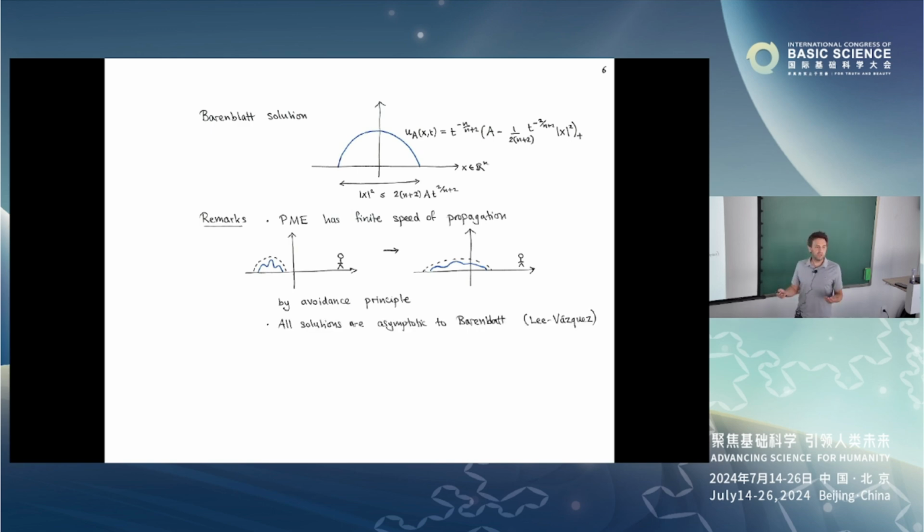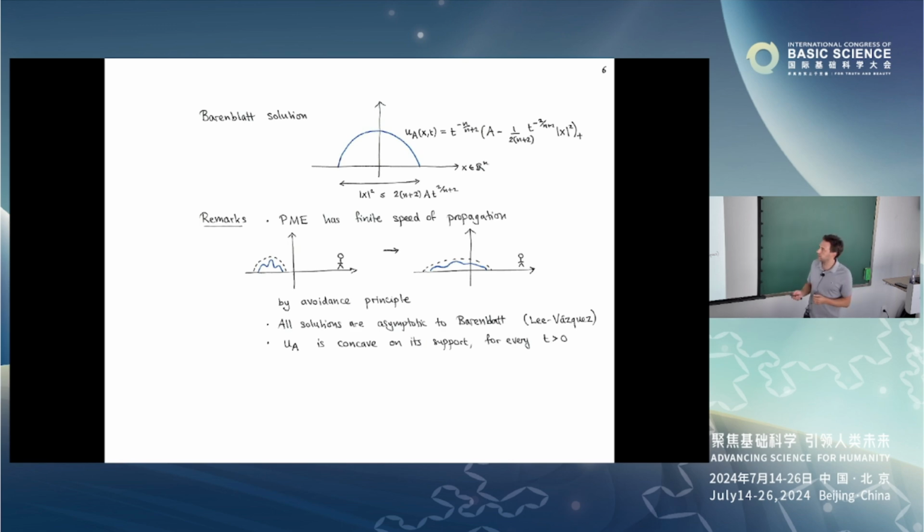It turns out that all solutions to the porous medium equation, at least if they're compactly supported, are eventually asymptotic to a Barenblatt solution. The sharpest result there is proved by Lee and Vazquez. It doesn't matter even if your support is disconnected, looks a little bit crazy. Eventually, all this gas is going to come together, the support is going to approach a ball, and the solution will be asymptotic to a Barenblatt solution.